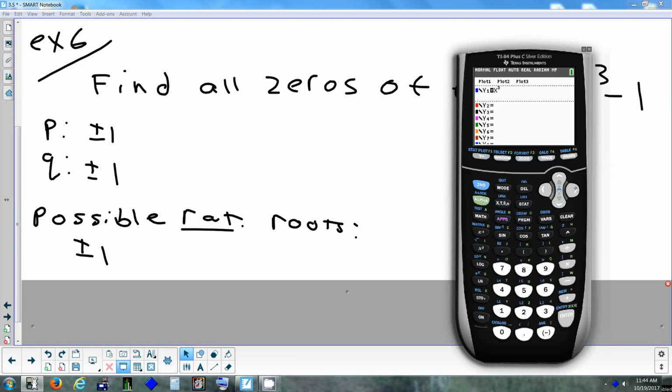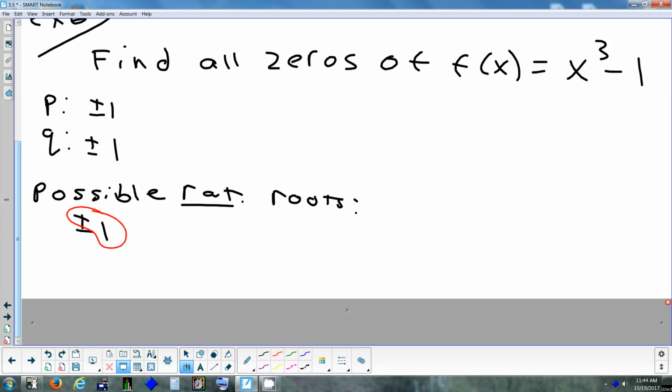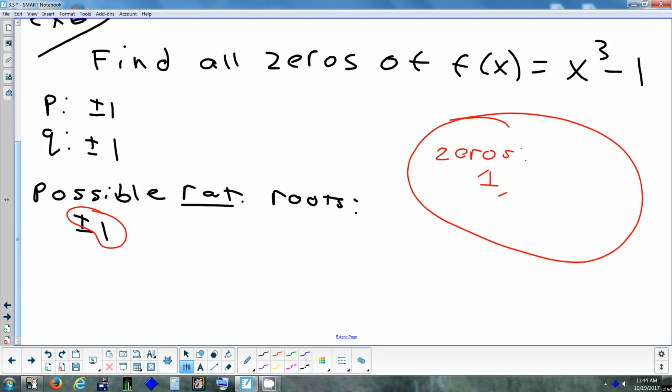X cubed minus 1. Now I'm looking between negative 10 and 10, but I really don't even need to look that far. Just focus between negative 1 and 1, somewhere right in there. Which one does it look like? 1. Yeah, looks like 1. So now that we know 1 is a root, I can write that down as one of the answers. Find all the zeros: 1. And we'll get 2 other ones. You always have to have as many answers as the highest exponent. So we'll have 2 more.